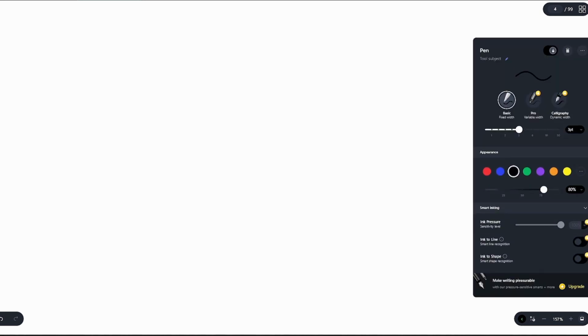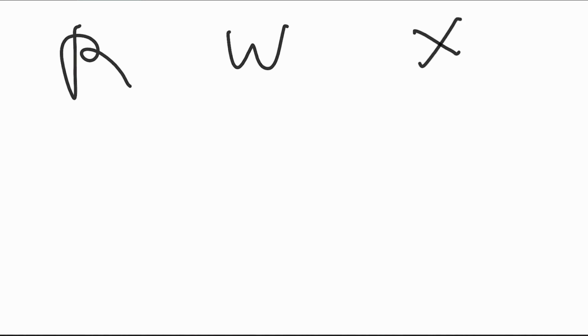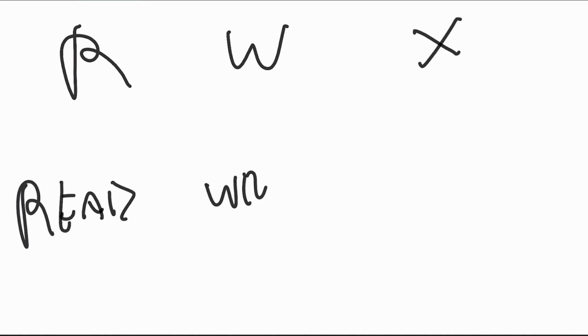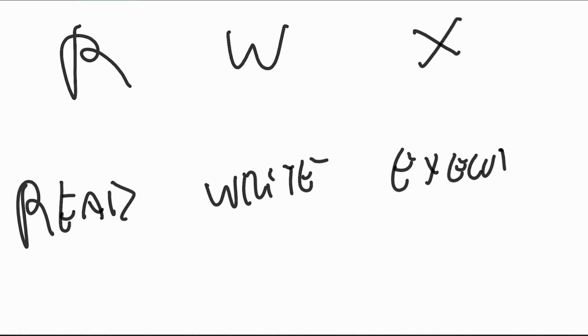So let's discuss what those letters mean. We have 3 main letters, which are the R, the W, and the X. R means read, W means write, and X means execute. So read, write, execute.